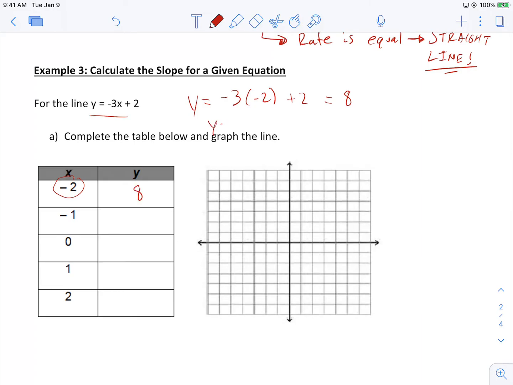Next, I'm going to do it for -1. Now I'm going to use my -1 value, -3 times -1 plus 2, and that's going to give me a value of 5. And I could keep doing this. -3 times 0 plus 2, that's going to give me a value of 2. -3 times 1, that's going to give me a -1. And then if I kept going, that would give me a value of -4.